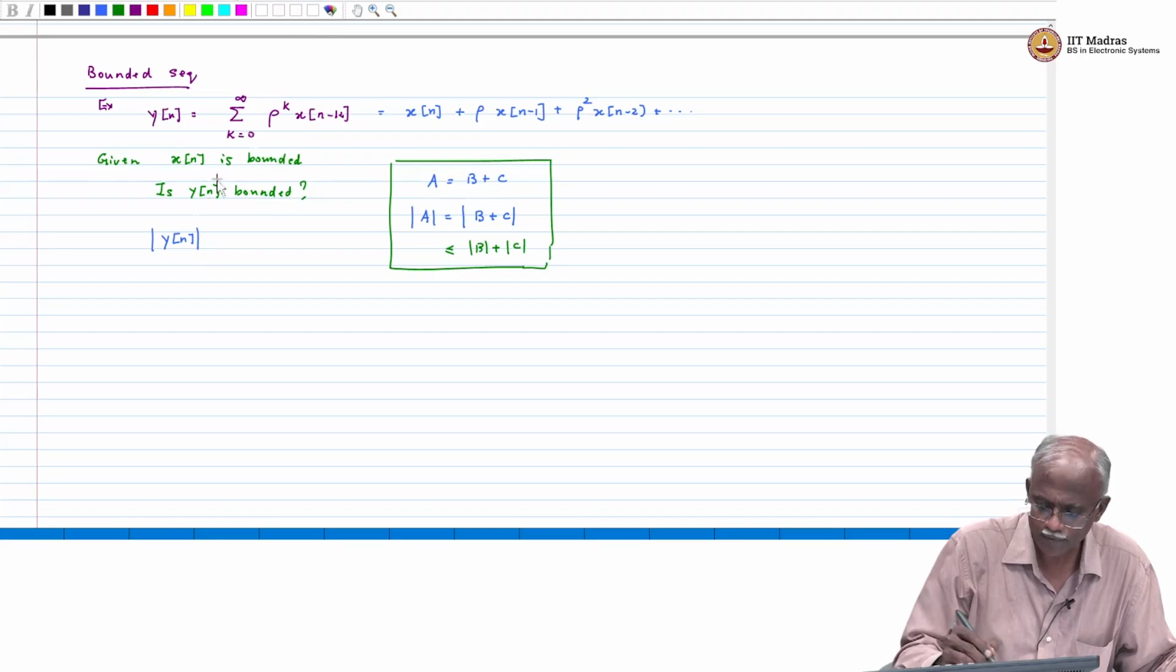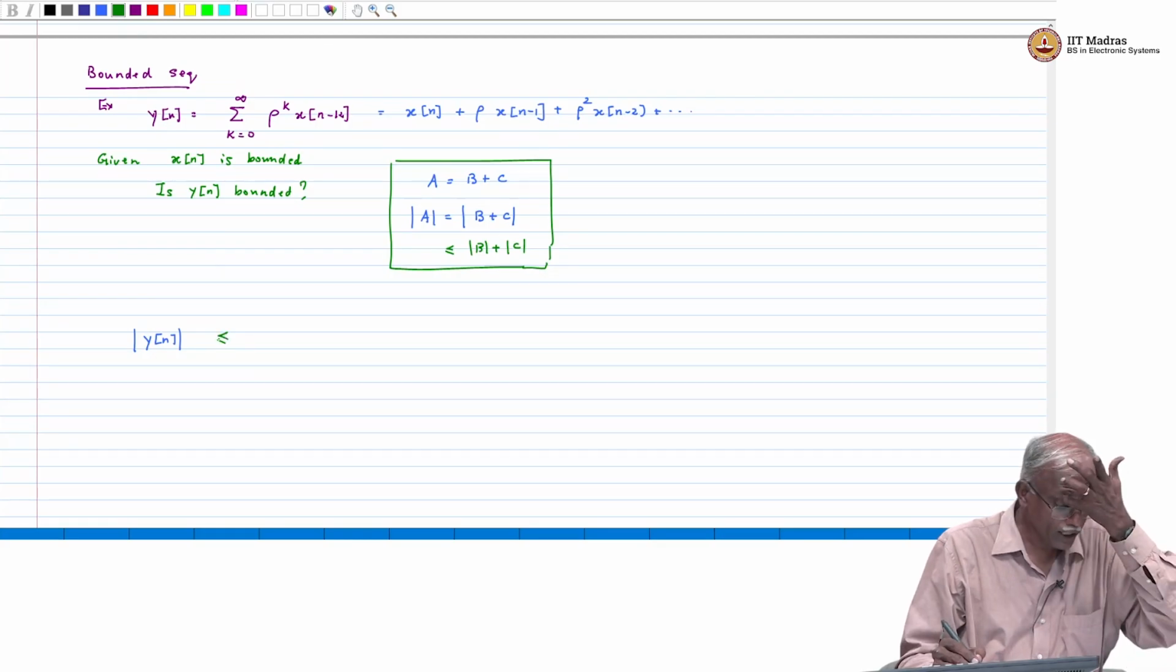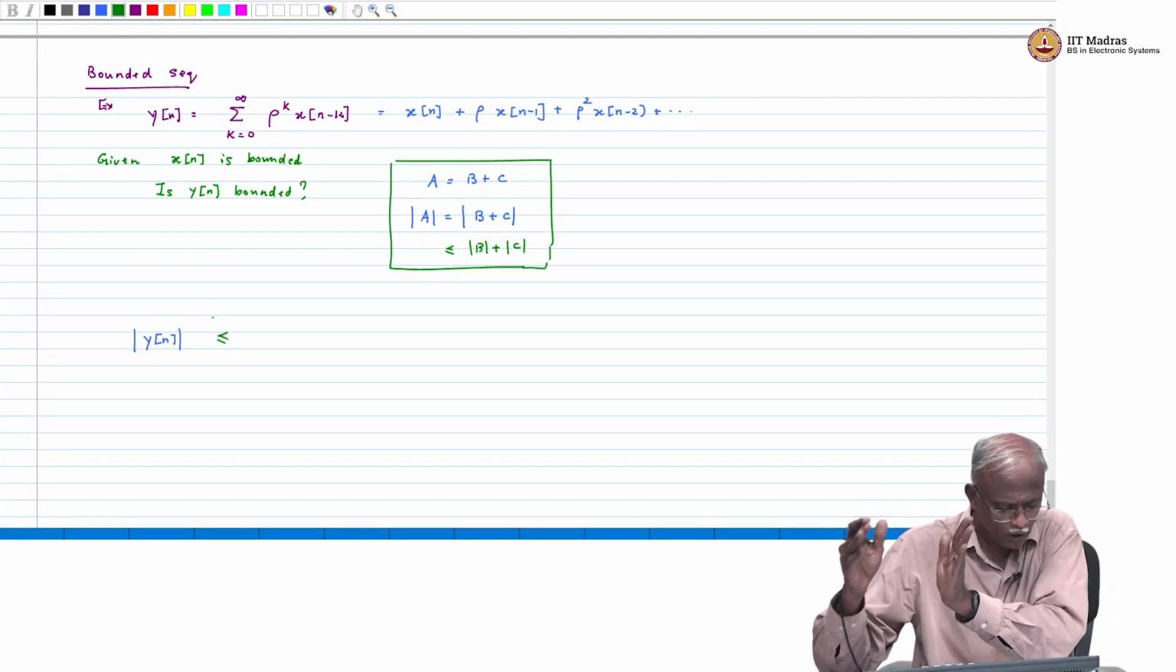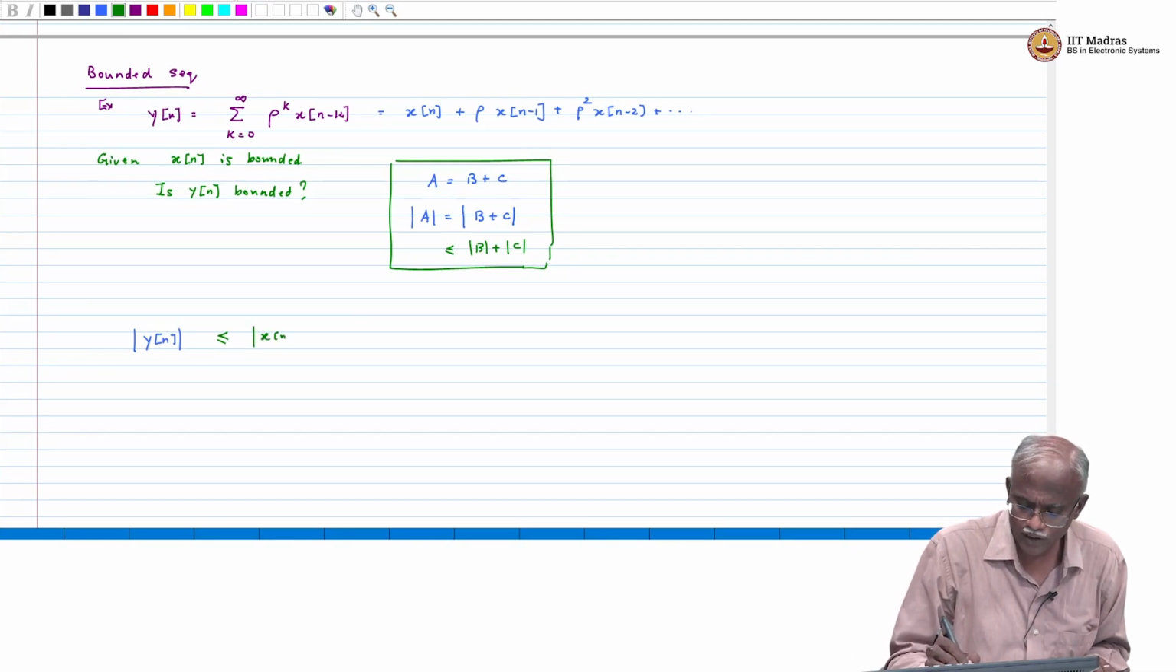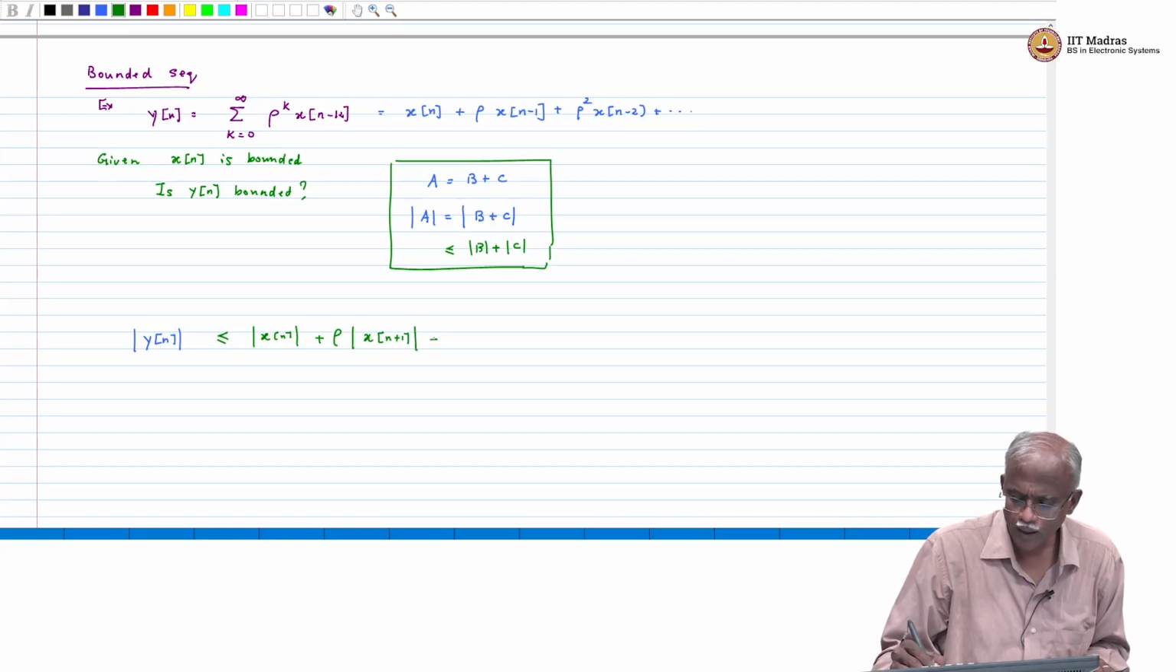So modulus of y of n, write this as an upper bound, is less than or equal to the modulus of each of the individual terms. So modulus of x of n plus rho times modulus of x of n minus 1 plus rho squared times modulus of x of n minus 2 and so on. So basically you will get these.